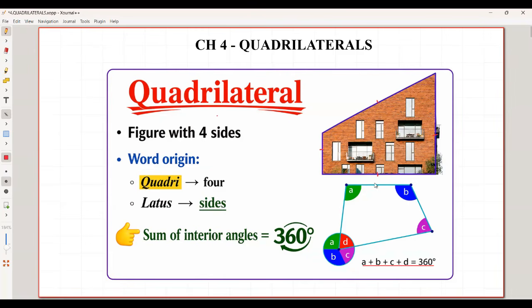So what about the exterior angle property? The exterior angle property is also the same for a quadrilateral. If you add all the 4 exterior angles of a quadrilateral, it will also be 360 degrees. For a quadrilateral, both the interior angle sum and the exterior angle sum are equal to 360 degrees.